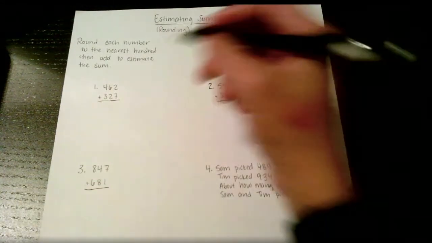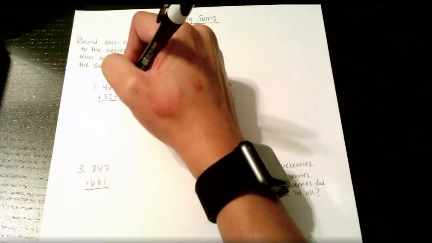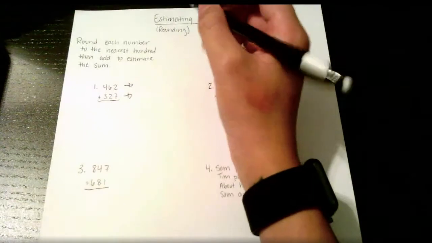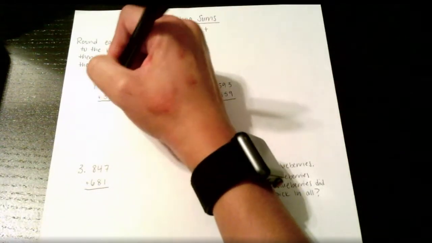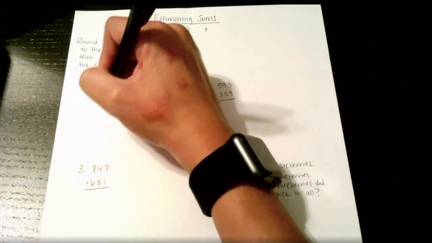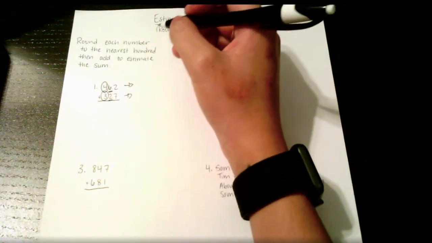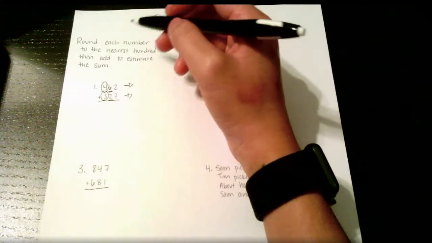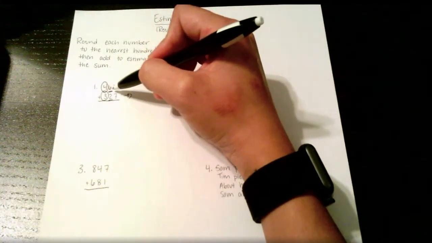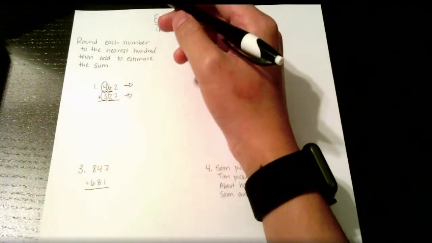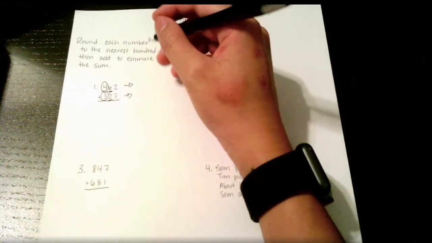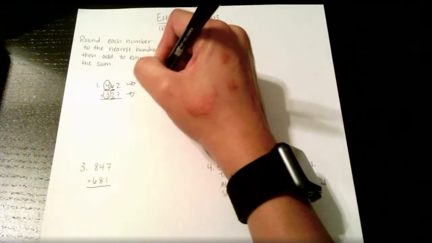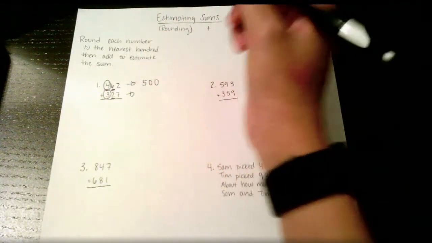So this time, I'm still going to draw my arrows, because that's telling me that I need to round, okay? I'm going to circle my hundreds, and I'm going to look at my tens to know what to round to. And remember, the ones, when we're rounding to the hundreds, just become zeros. So 462, well, this 6 in the tens place is telling me I need to add one more. So 462 is going to round to 500.